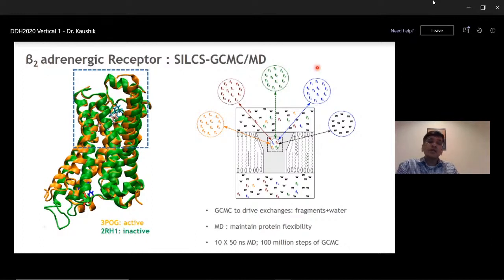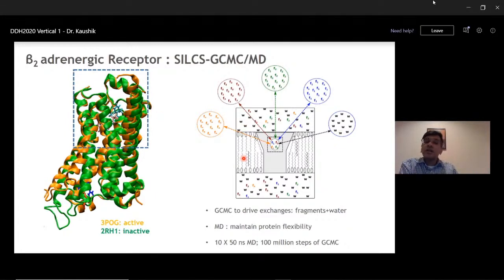So in the case of the beta-2 adrenergic GPCR, the advantage was that we had crystal structures available, and those of us who work in the GPCR space know that this is oftentimes challenging. But in the case of the beta-2, we were lucky to have crystal structures available. So in fact, there was one crystal structure that represents the active conformation, colored in orange, and there was another crystal structure representing the inactive conformation, colored in green. So what we did was we ran 2 independent SILCS simulations with each of these starting conformations. And I'll tell you why this is relevant in the next slide.